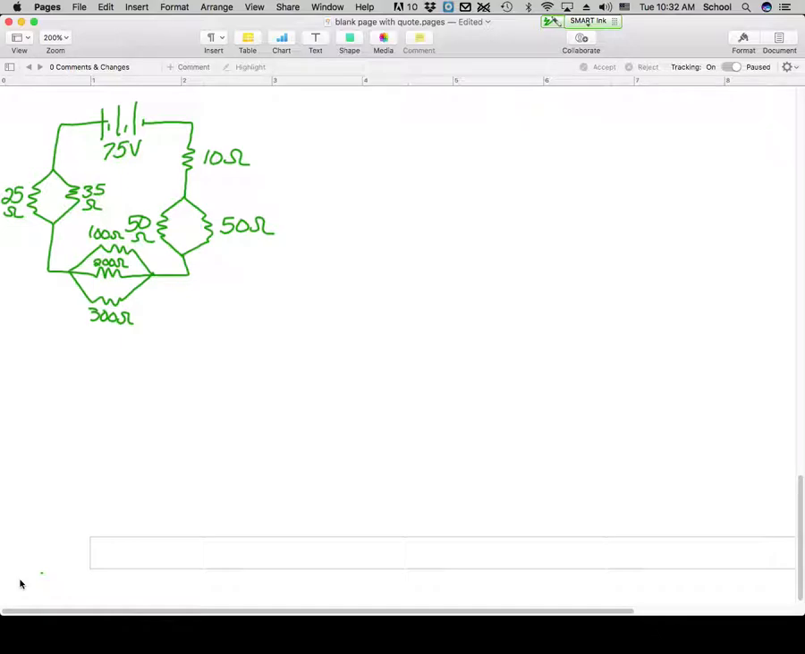Okay, so this one says 10, and these are both 50s, and then we have 100, 200, 300, and then we got a 35, 25. Impossible. It's impossible. Is it a trick question? Okay, so we clearly have several parallel branches that are in series with each other, and in series with one resistor. So how in the world would we attack a problem like this?